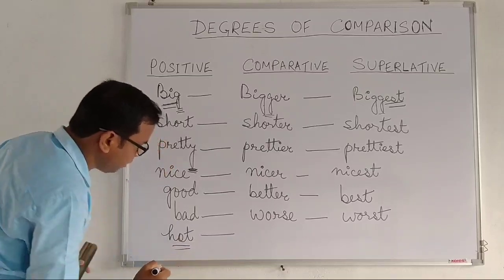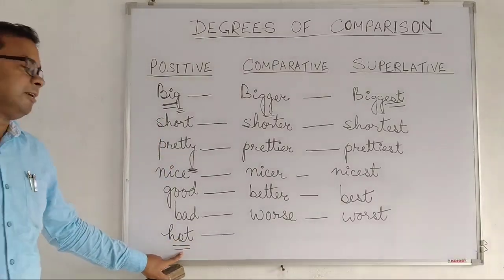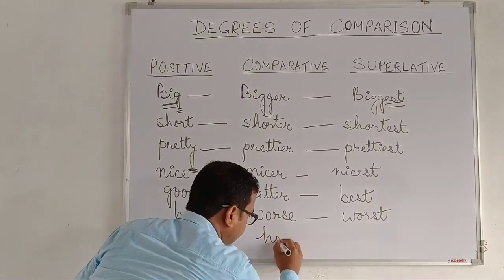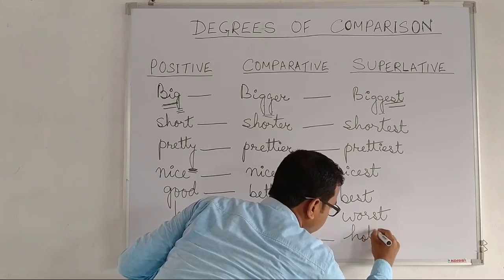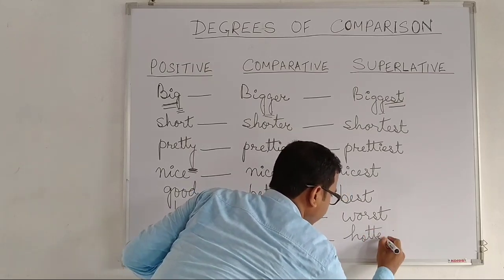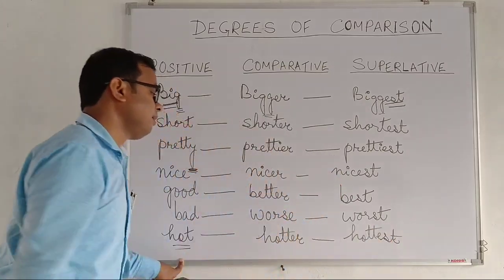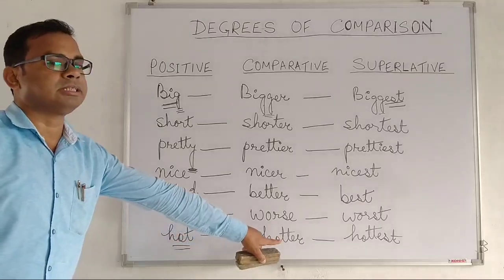Now hot. Hot is again a short adjective with only one syllable, like big. So in this case it will double the last letter and add er and est. H-O-T-T-E-R and HOTTEST. Hot, hotter, hottest.